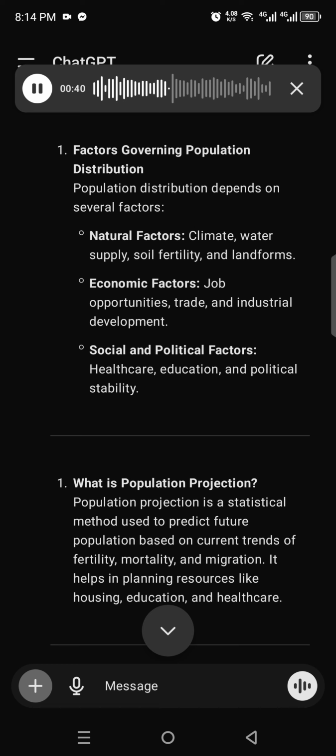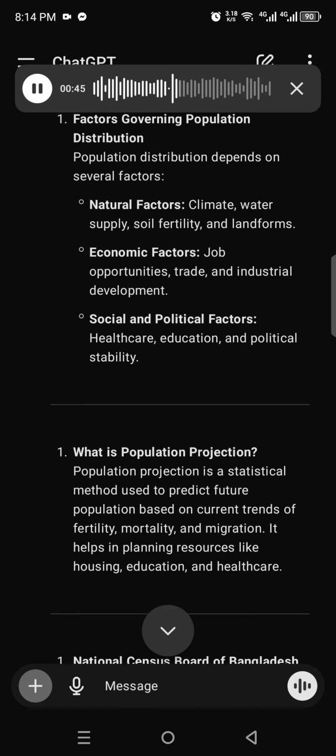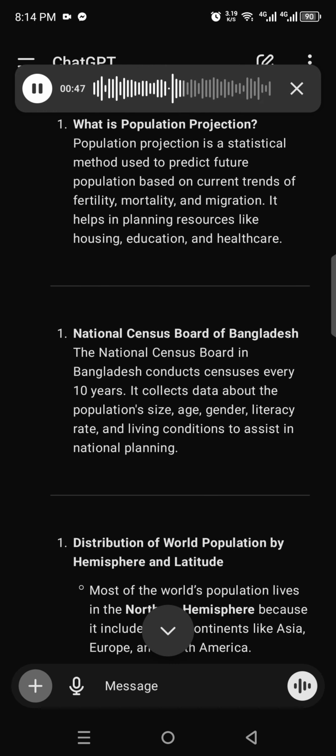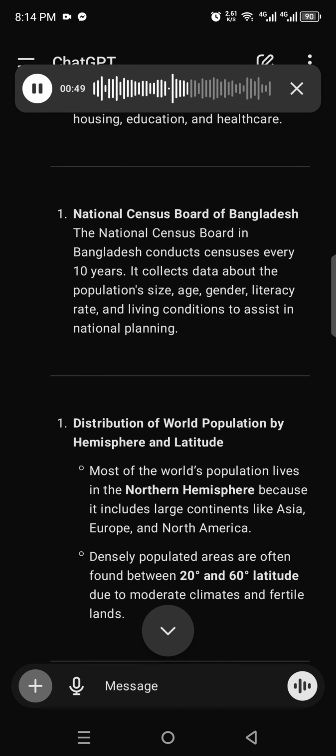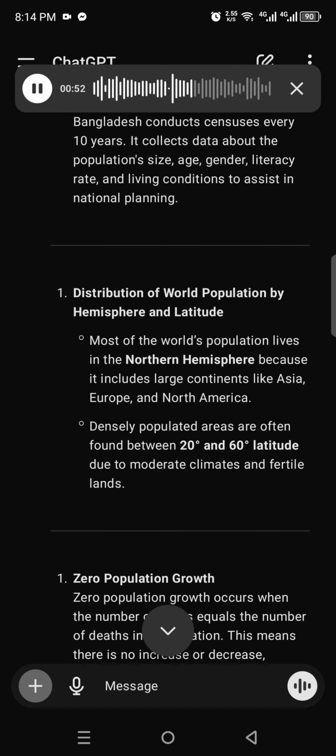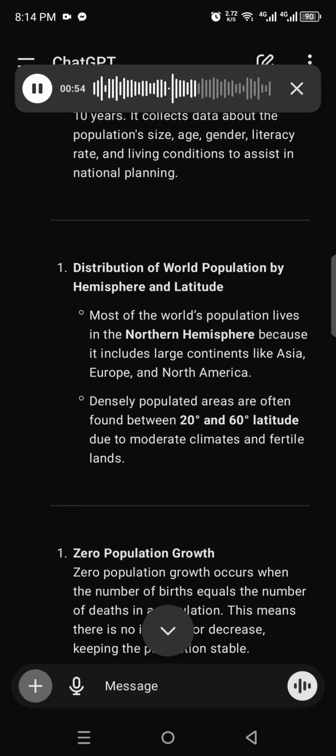3. National Census Board of Bangladesh. The National Census Board in Bangladesh conducts censuses every 10 years. It collects data about the population's size, age, gender, literacy rate, and living conditions to assist in national planning.